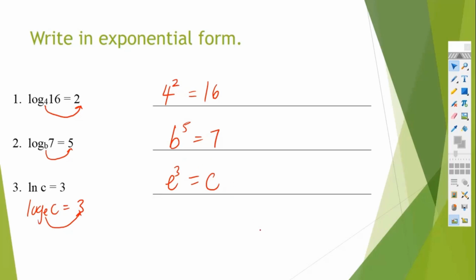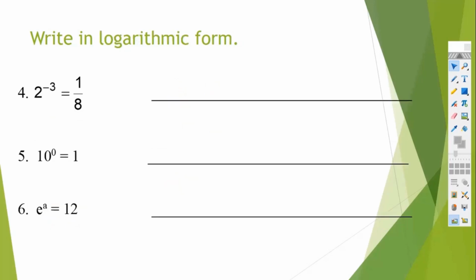Exactly. When there's no number, your base is automatically 10. Okay. All right. We're gonna go the other way. What if you're given the exponential? How can you find the log? Same thing. It's your base and your output is your argument.